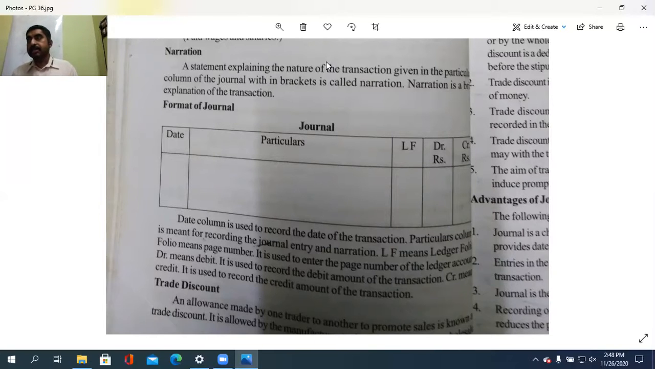The compound journal entry. That is, when salary and rent are paid: rent account debtor, salary account debtor to cash, or wages account debtor, salary account debtor to cash. See, two debits, one credit, because the credit is the same. Clear? So that is the case. And then the format of a journal, that is also the thing.